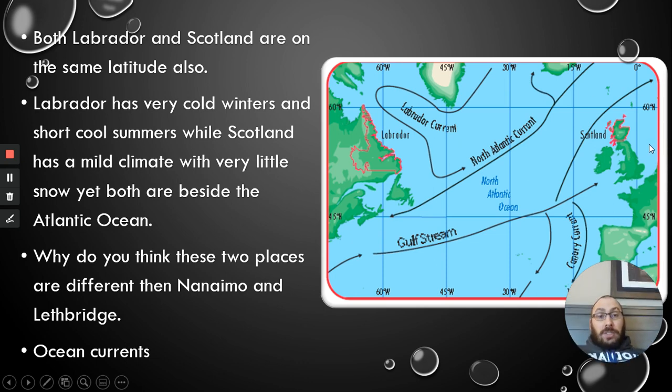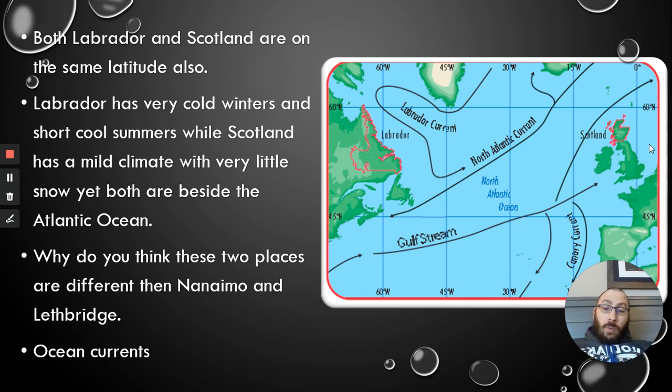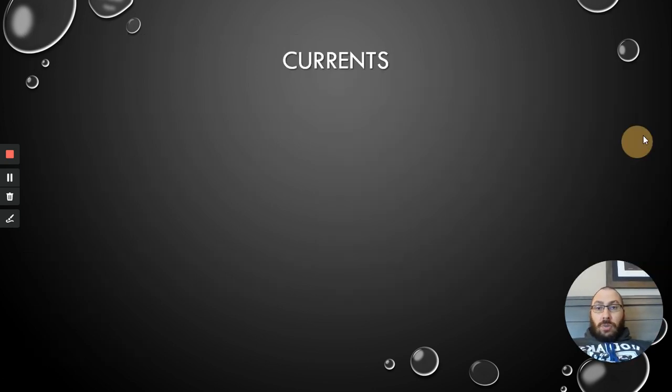It's the exact same principle as why Nanaimo and Lethbridge have different climates and different temperatures, but here it's because of the currents, not the water bodies themselves. It's the water that's moving within the larger water body. Very important, very, very important. I teach this again in grade 10. It's important stuff. You need to know this.